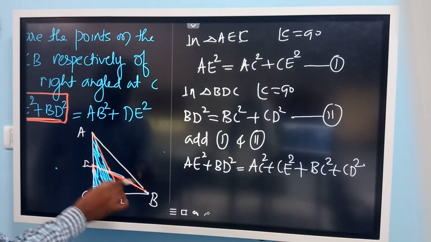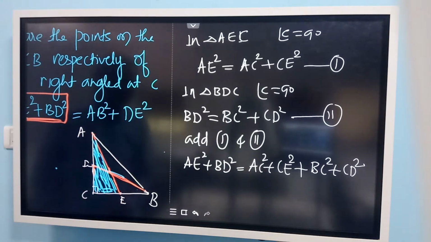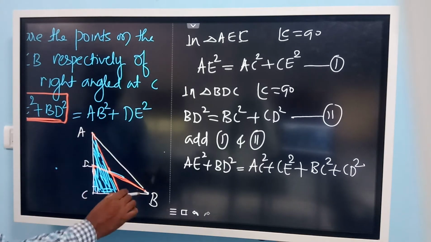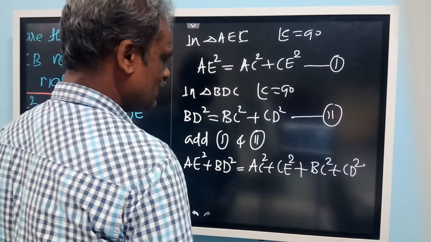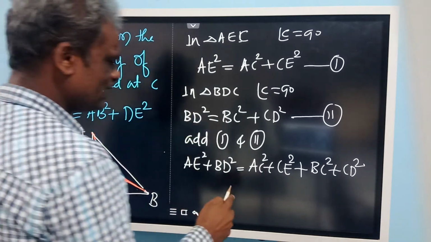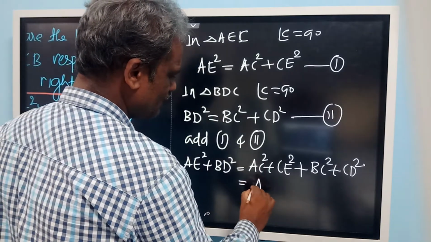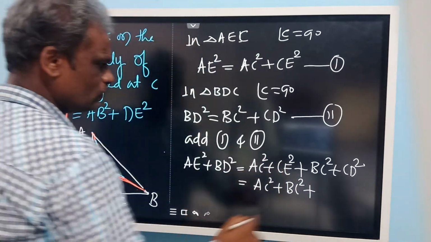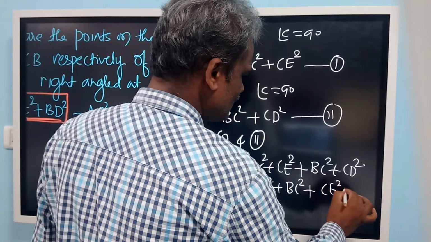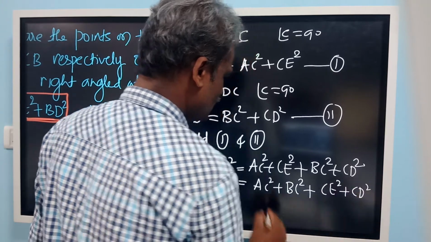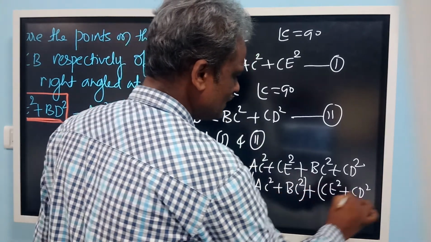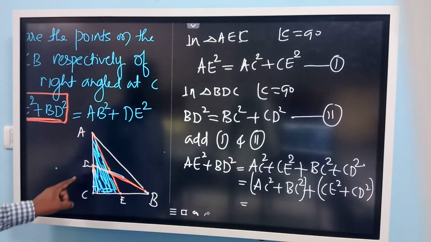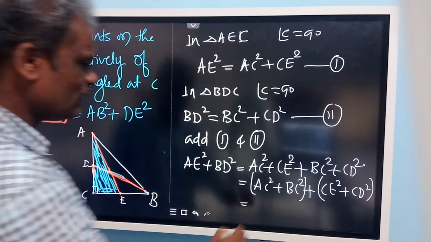AB square is nothing but the sum of AC square and BC square. Look at the diagram, AB square is AC square plus BC square. Let us write AC square and BC square together, then the remaining two together, CE square plus CD square. We will make this one group and this another group. By Pythagoras theorem, AC square plus BC square is nothing but AB square.